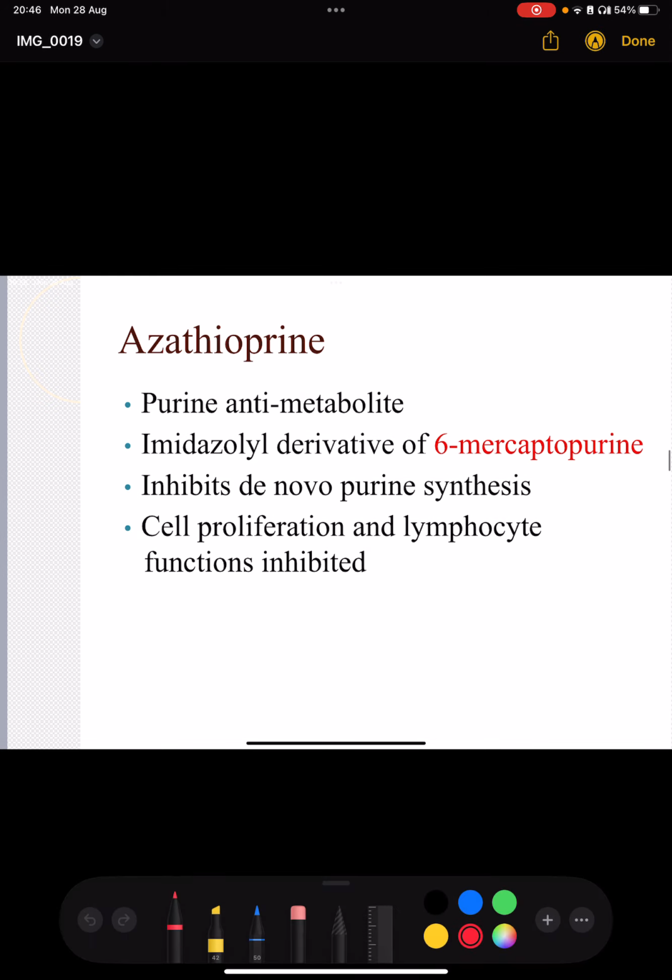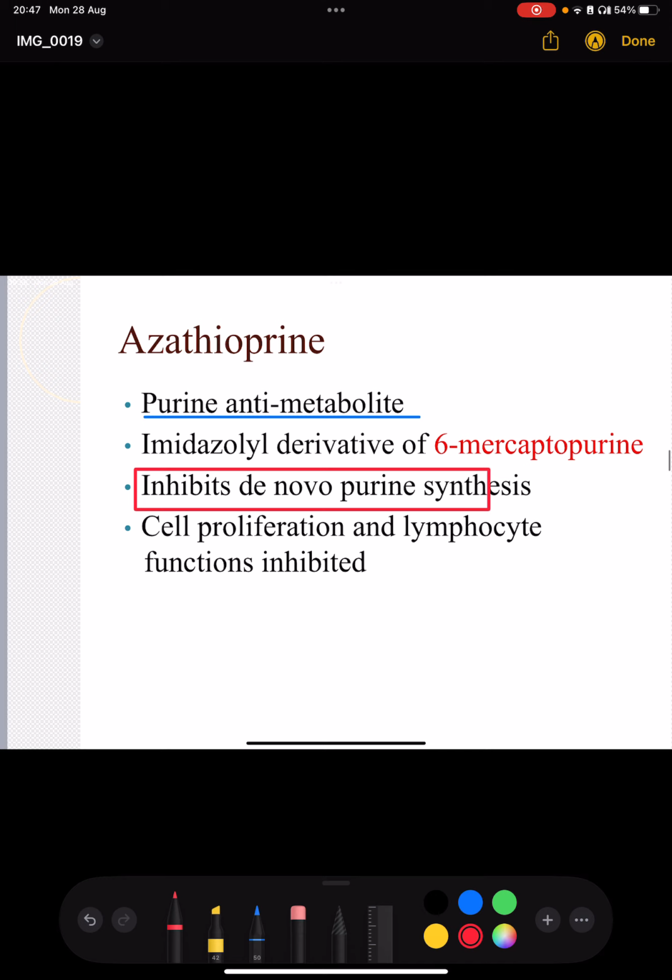Now we have azathioprine, a different drug. We've talked about sirolimus, everolimus. Now we're talking about azathioprine. Azathioprine is a purine antimetabolite. We're talking about antiproliferative and antimetabolic drugs. It is an imidazole derivative of 6-mercaptopurine. Now, I'll be showing the structure and we'll be studying it better. But here is the gist of its mechanism of action. It inhibits de novo purine synthesis.